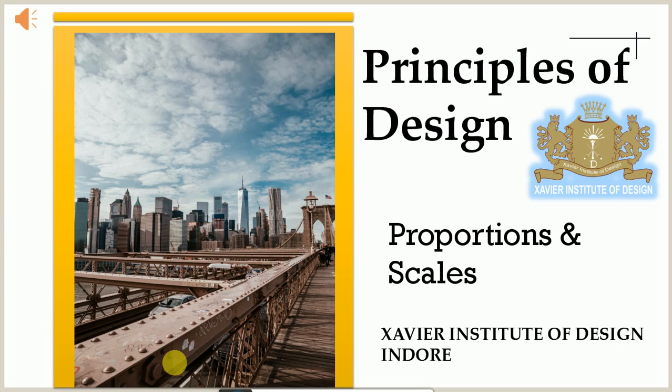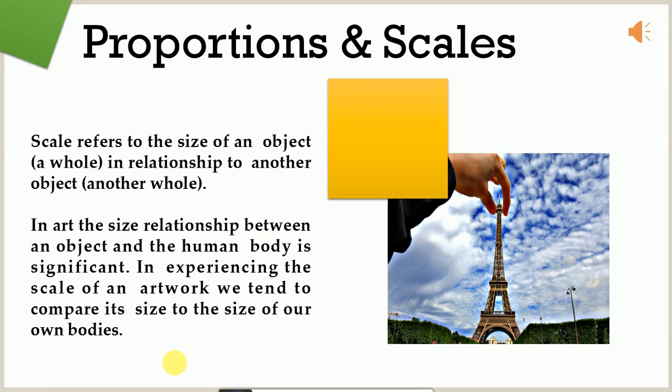Dear students, in the sequence of principles of design, now we will study about proportions and scale. Scale refers to the size of an object, a whole, in relationship to another object, another whole. In art, the size relationship between an object and the human body is significant. In experiencing the scale of an artwork, we tend to compare its size to the size of our own bodies.